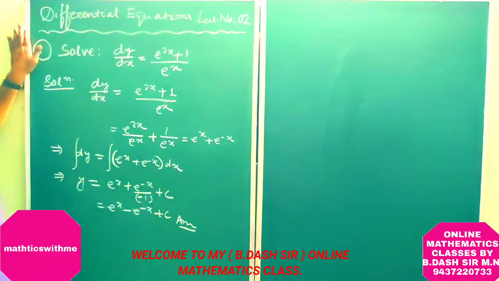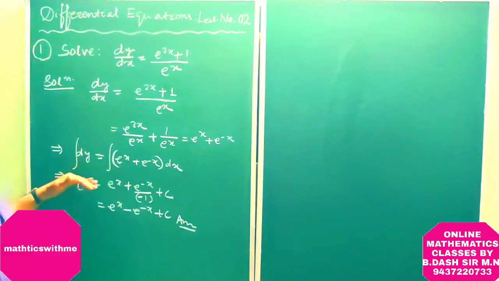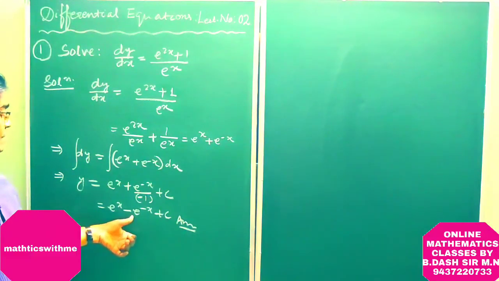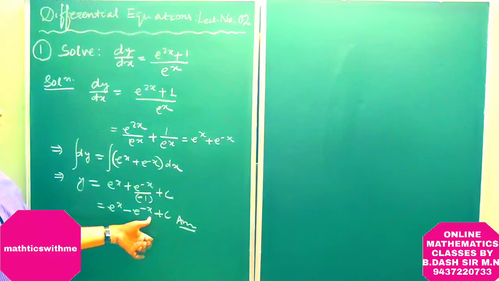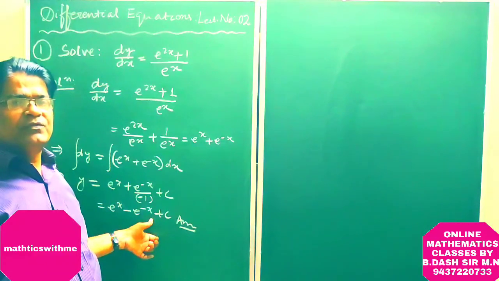Here the question is dy by dx is equal to (e to the power 2x plus 1) by e to the power x. So now we have separated the variables here. Then after integration we get y is equal to e to the power x minus e to the power minus x plus c. Answer. Our first question is solved. Let us proceed to solve the next question.